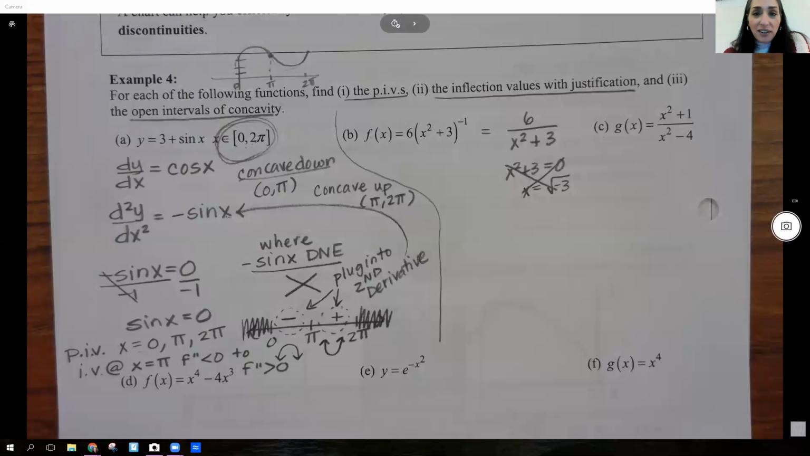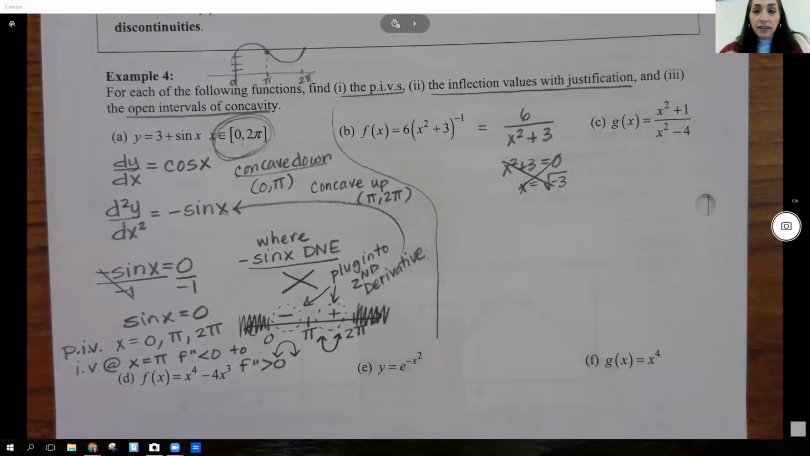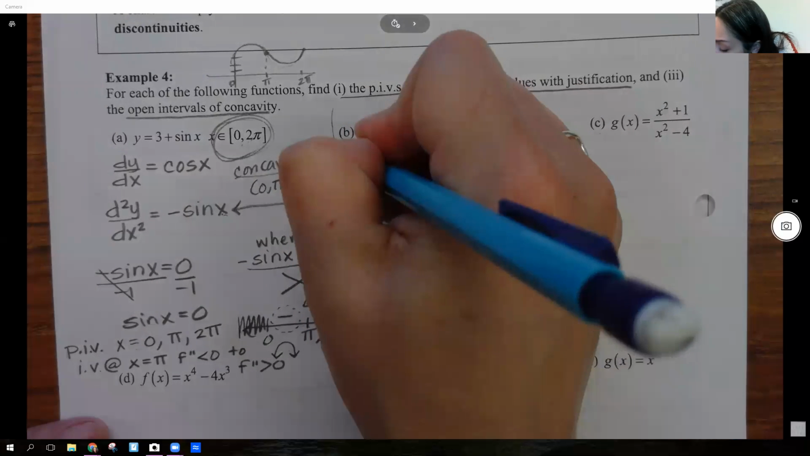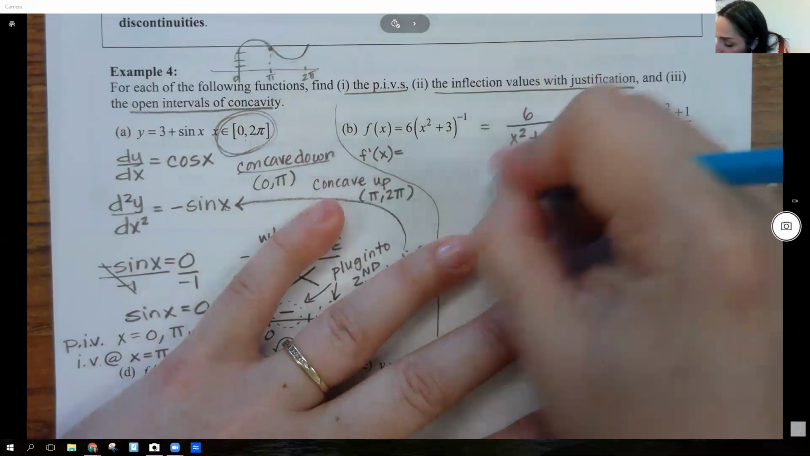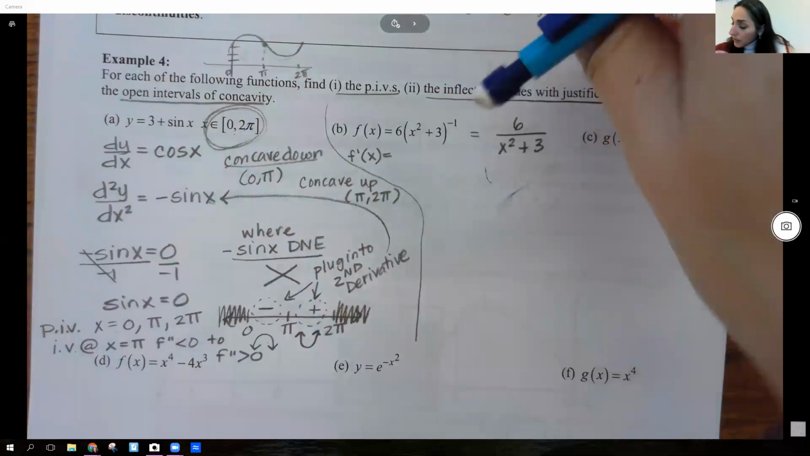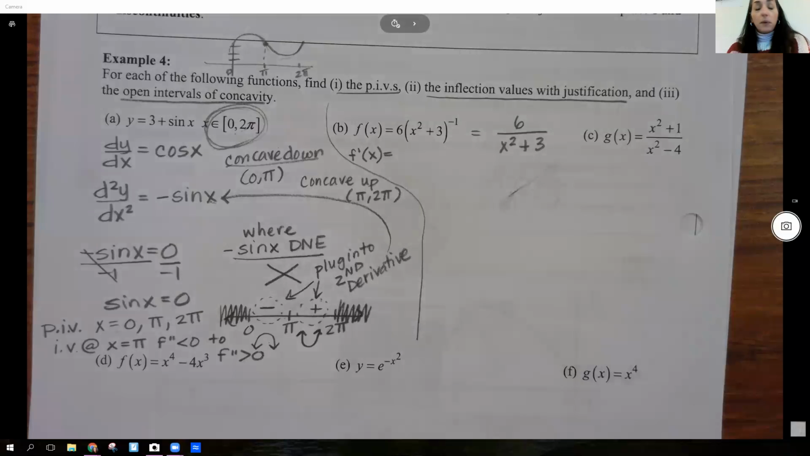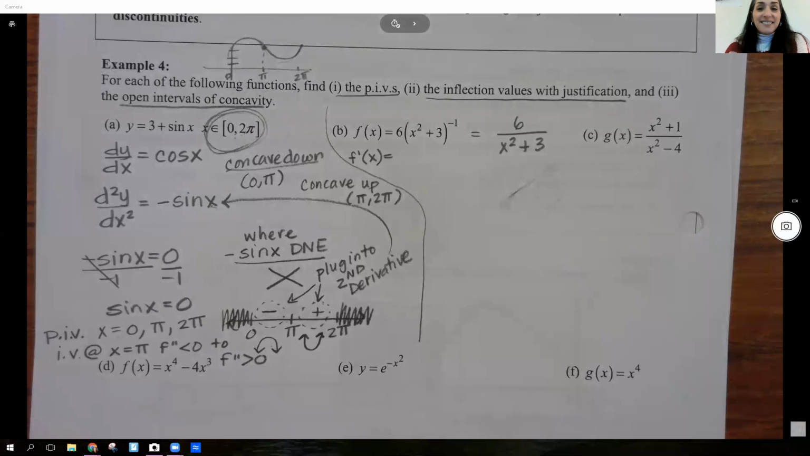I wanted to make sure we talked about that though, because you have to see that process. If you were doing this on a test, that's what you would have to do. Set the denominator equal to 0. If you get an imaginary number, then you're fine. You just throw it out. Okay, so now we're going to start taking derivatives. So first derivative, f prime of x. I'm getting rid of all this. What would be the first derivative of that?